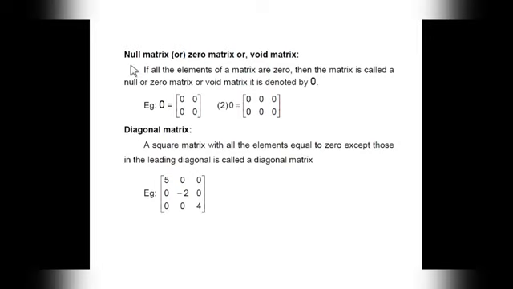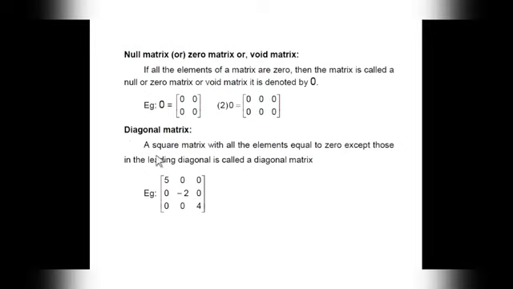The next type is null matrix or zero matrix or void matrix. If all the elements of matrix are 0, then the matrix is called as a null or zero or void matrix. For example, this is a matrix of order 2 by 2. Here all the elements are zeros. And second example, this is a matrix of order 2 by 3 and again here all the elements are zeros. Therefore they are called as null matrix.